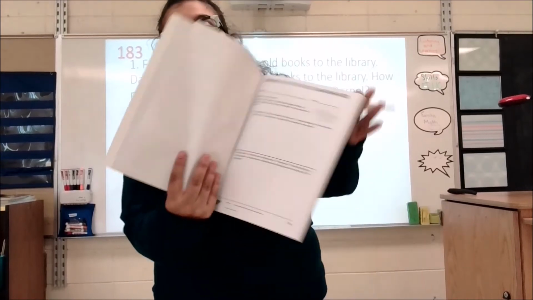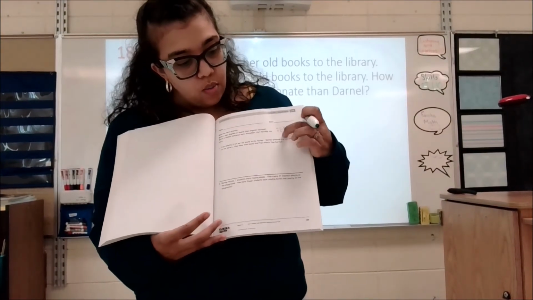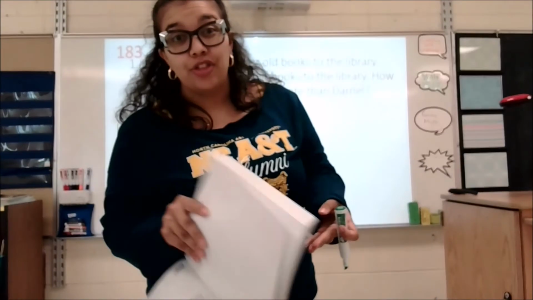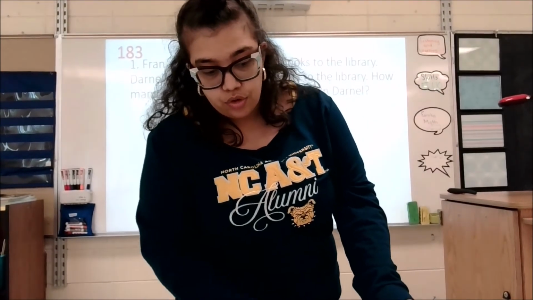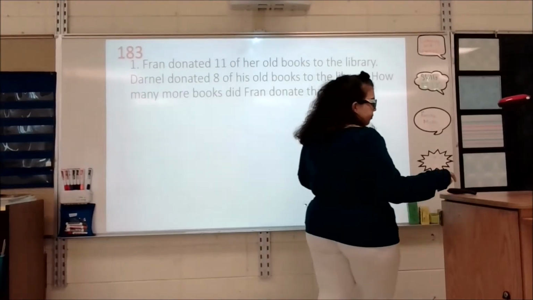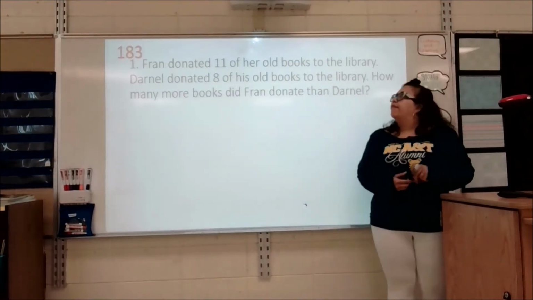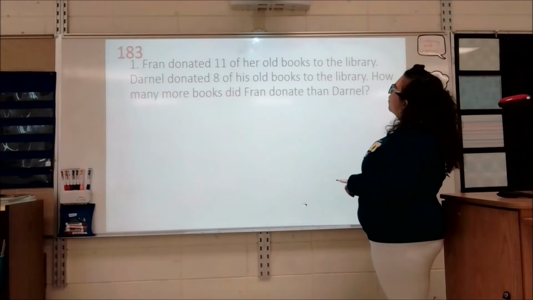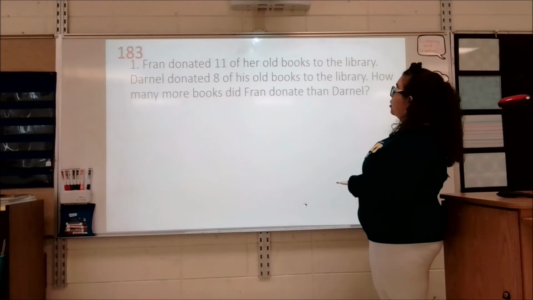Alright, yes. So look, lesson 1 homework. We'll do the first 2 and then the third one. So 1, 2, 3 of the 4 problems from our Succeed book we're going to do together right now. Number 1 reads that Fran donated 11 of her old books to the library. Darnell donated 8 of his old books to the library. How many more books did Fran donate than Darnell?